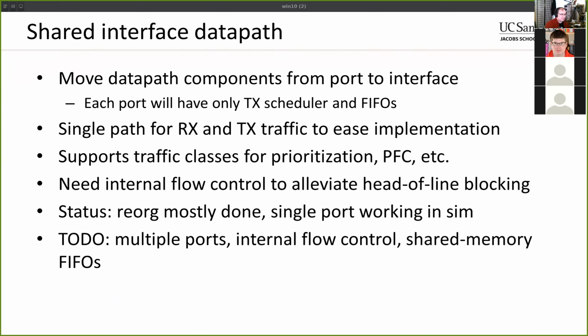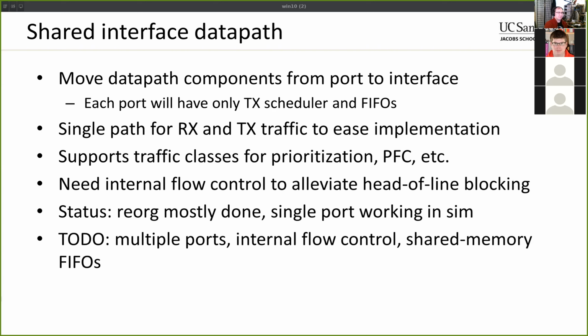All right, so shared interface data path: over the past week, I basically decided to pull the guts out of Corundum and reorganize it and do the first pass implementation of the shared interface data path. That's currently working in simulation. I haven't committed it yet because there's a bunch of little odds and ends I need to polish, but progress is being made. Right now I just have it working with a single port in simulation. To do is multiple ports and internal flow control, and also to implement the shared memory FIFOs that are going to be more useful for things like traffic classes.